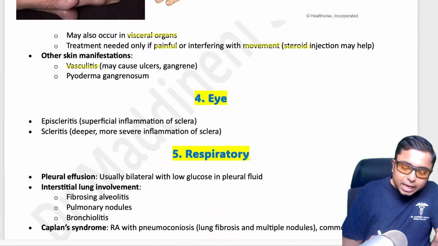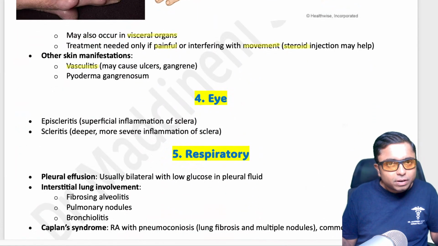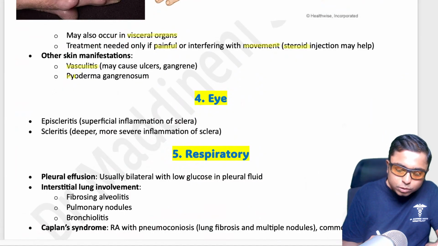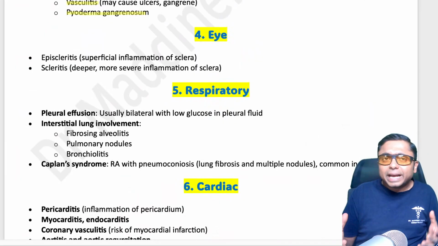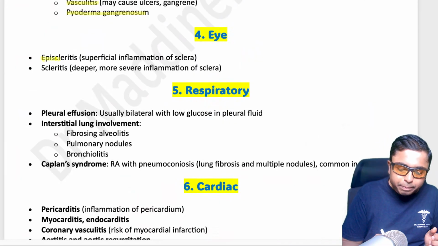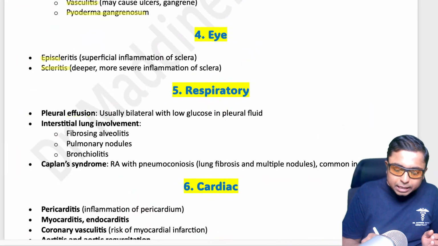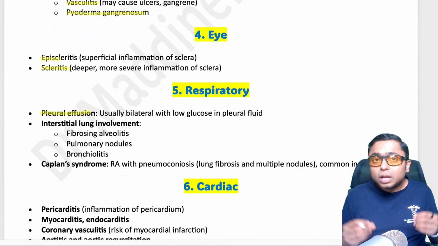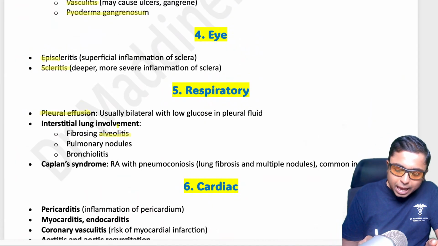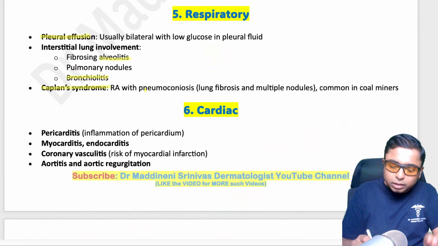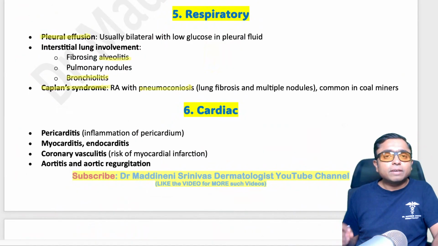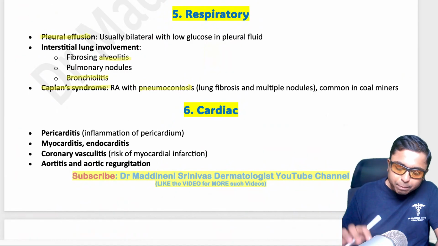And in the skin there can be vasculitis, that is inflammation of the blood vessels, and also pyoderma gangrenosum can be one more presentation. In the eye there can be inflammation of the sclera, episcleritis and scleritis. And in the respiratory system there can be pleural effusion, and also the alveoli can show inflammation, alveolitis and bronchiolitis. And this Kaplan syndrome, I hope all of you might have heard. If RA is associated with pneumoconiosis, it is called Kaplan syndrome.